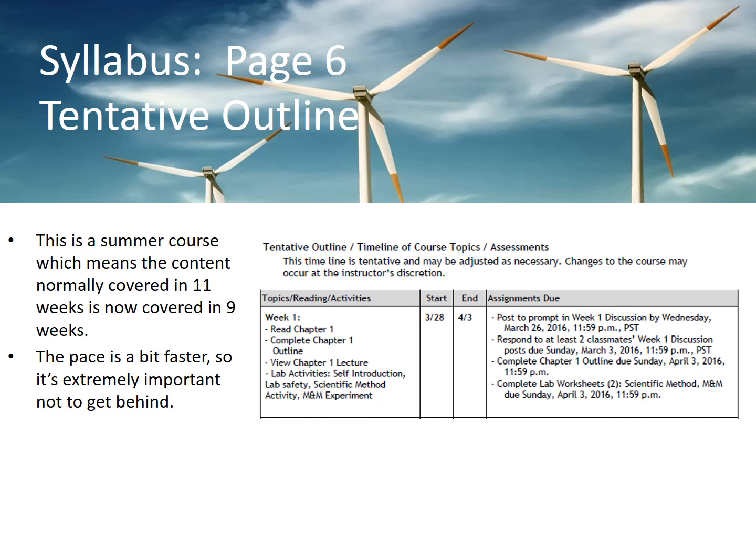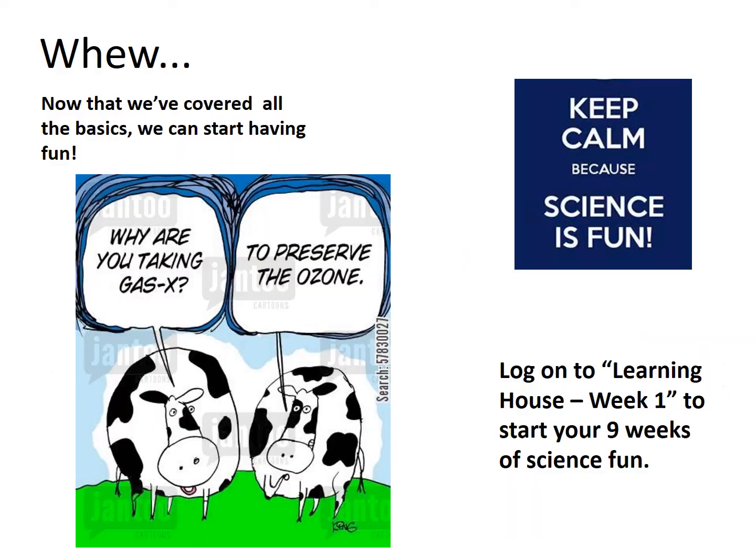Something I'd like to just point out is that this is a summer course, which means that the content that we normally would cover in the course at 11 weeks is now covered in 9 weeks. And what that means is that our pace is a little bit faster, so we'll cover a little bit more each week. And some weeks we'll have 2 chapters to cover, so it's really important not to get behind, because it's even harder in summer term to get caught up if you do get behind than it would be in a normal term. So please make sure you try to stay on top of your weekly assignments, get things turned in each week, and stay caught up with the course.